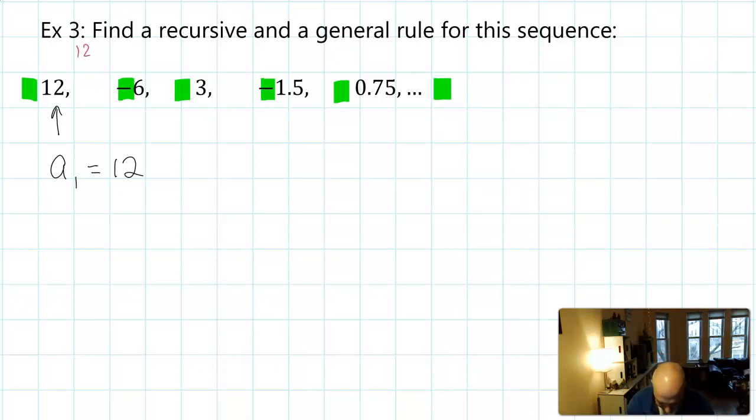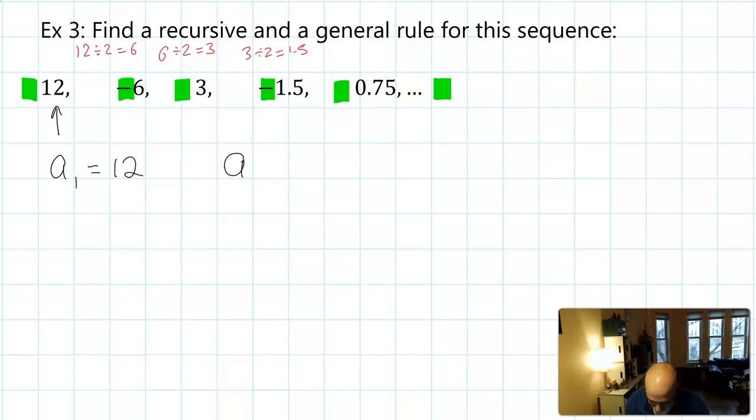I recognize that 12 divided by 2 is 6, and 6 divided by 2 is 3, and 3 divided by 2 is 1.5. So ignoring the negatives, it seems like I'm dividing by 2 and changing the sign. That seems like what's happening in this sequence. So how could I write that? Well, let's write this recursively first.